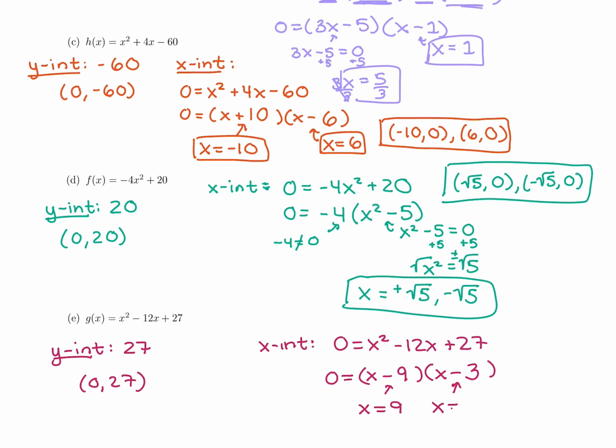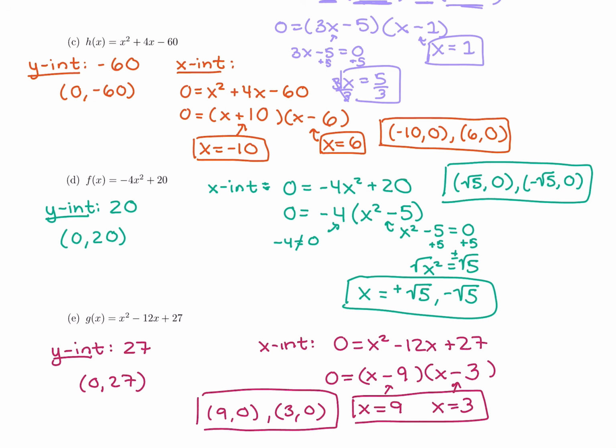What makes x minus 3 0 would be a positive 3. There's my two x-intercepts. Or as points, I could write them as (9, 0) and (3, 0). The two x values I can plug in and get 0 out for a y value.